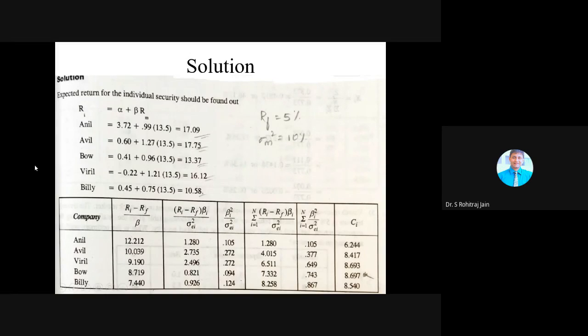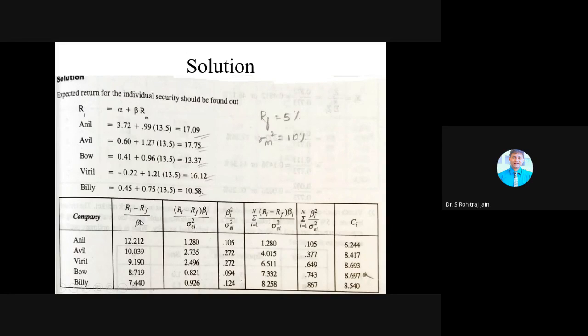Then I'll go for the stock Bow. So Ri for Bow is 13.37, minus Rf, 5, divided by beta. Beta of Bow is 0.96, which is equal to 8.7. See here, the order has changed. So in the examination, you should be very, very careful.